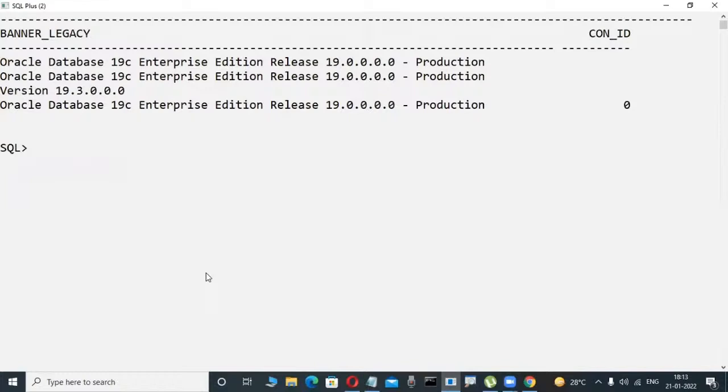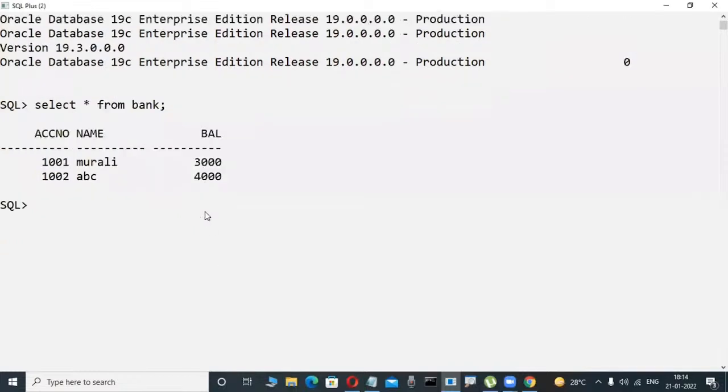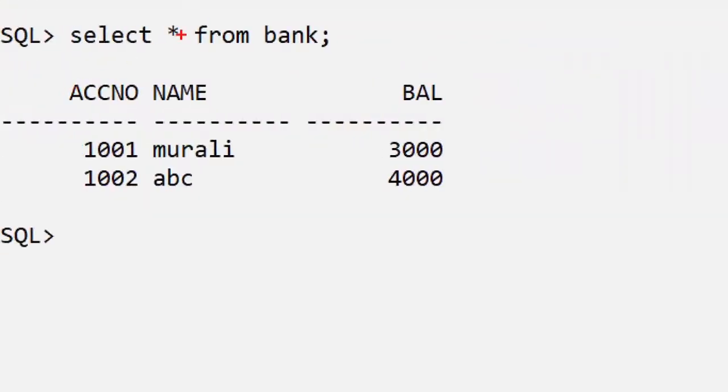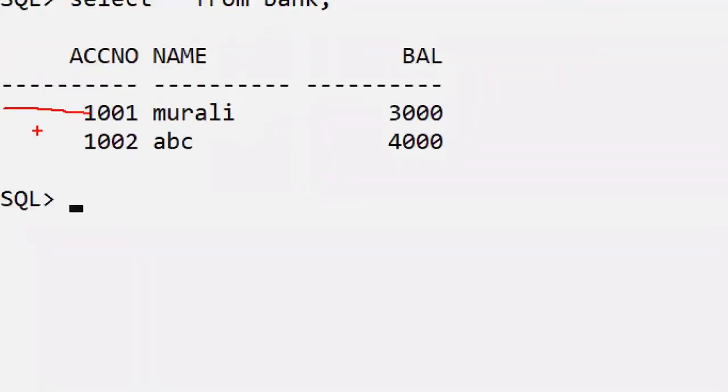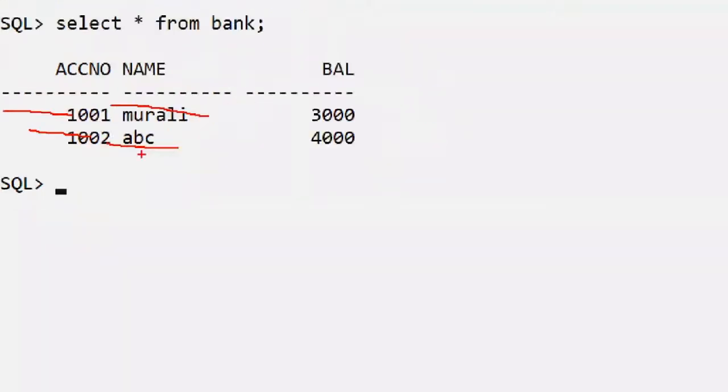Suppose in this database there is a bank table, for example. Observe the scenario, it's very easy to understand. In a table format we store the data. Suppose this is an SBI bank, and this is its data. These are columns: account number, name, and balance. These are called columns. Here these values like 1001 are called rows or data.